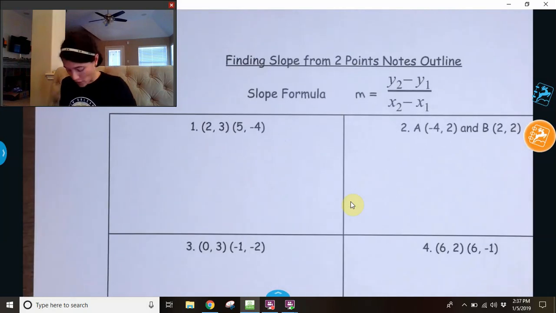Finding slope from 2 points. Today's lesson is finding the slope from 2 points. I'm getting my timer. I'm sorry. Okay.